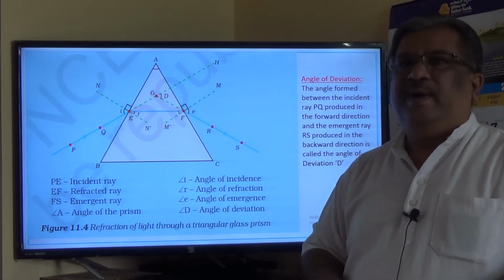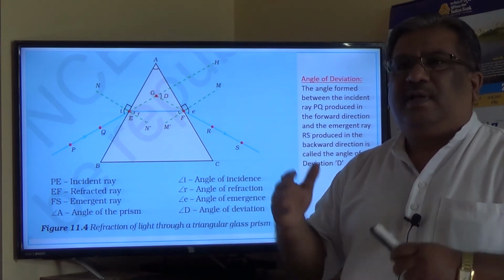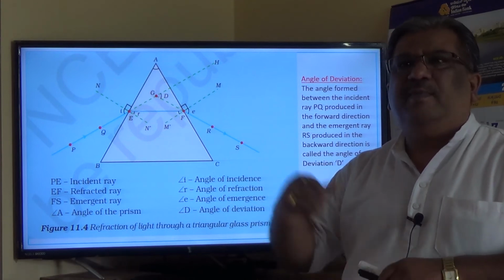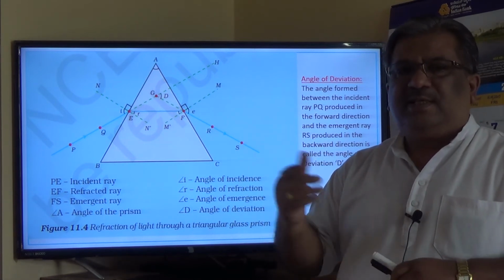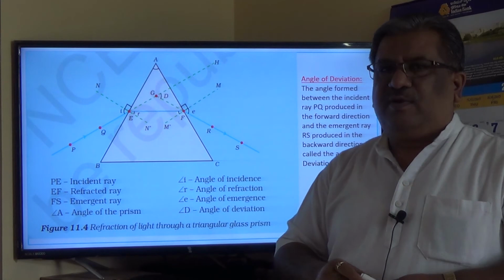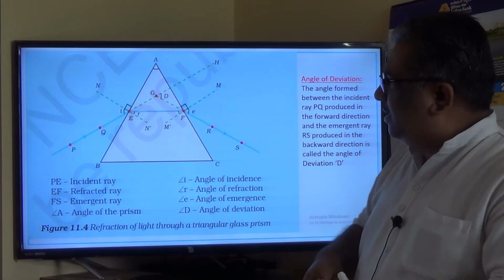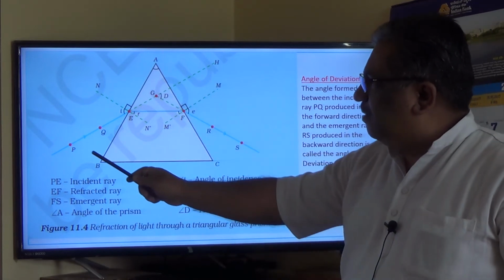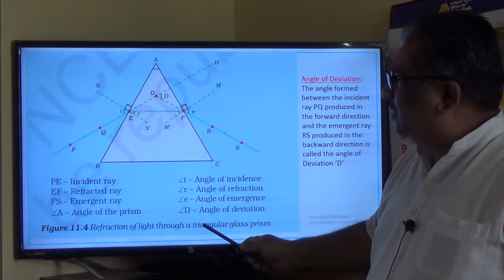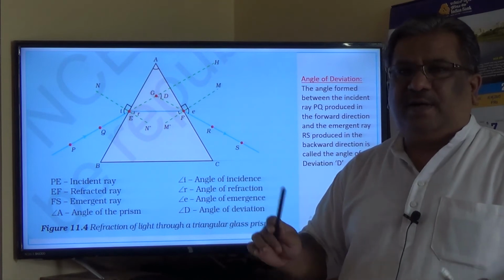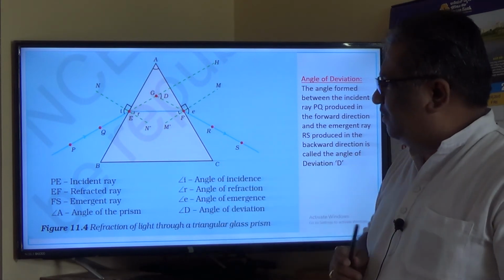Generally you may get a question. In our previous chapter, on refraction through a plane glass slab, you were asked to draw the ray passing through a plane and parallel glass slab. Similar to that, here also a question appears to draw the refraction through a glass prism. In that case, this diagram along with the nomenclature of all these rays and angles needs to be drawn and highlighted very clearly. Then only you will get full marks.